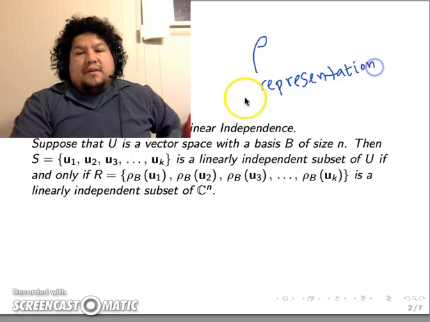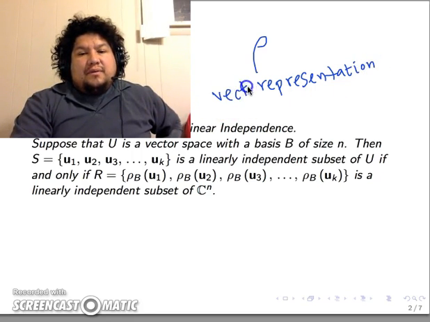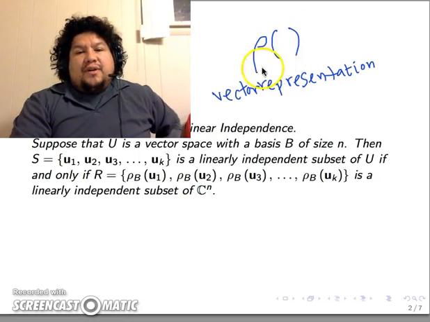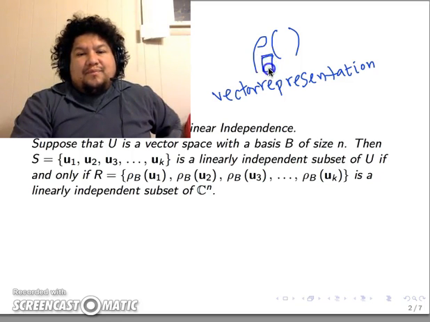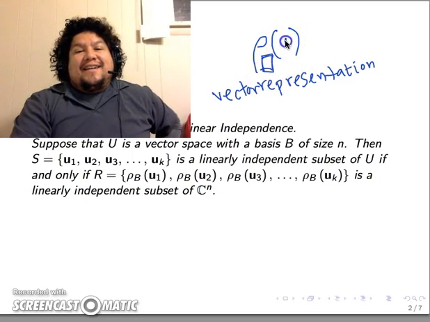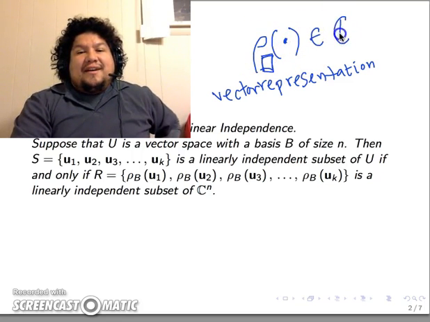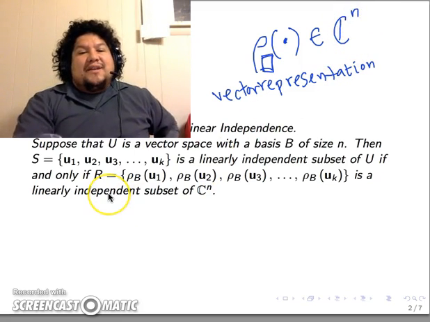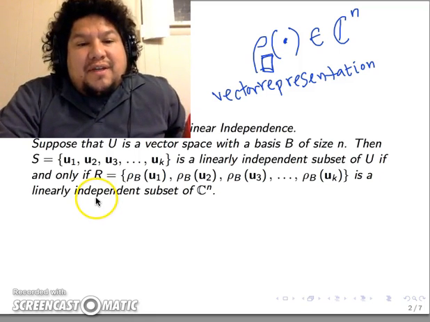This is the vector representation, and whenever we refer to this, there is a subscript here specifying a set that is linearly independent and spanning, and then this is evaluated at a specific member of a vector space. This whole thing is assumed to be a vector of Cn, for example. Okay, so let's check what we have here.